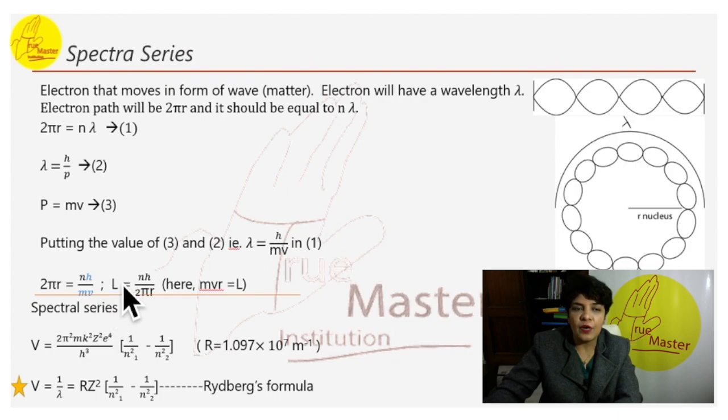So the new value for L, which is the angular momentum, we can write as angular momentum is equal to nh by 2 pi. Here we know mvr equals L. A few more formulas we need to know, for frequency. These are formulas which you can just note down as they are, no explanation required, but sometimes a sum comes. So v is equal to 2 pi square m k square z square e4 by h3 in brackets 1 by n square minus 1 by n square, the first one initial and the second the final.